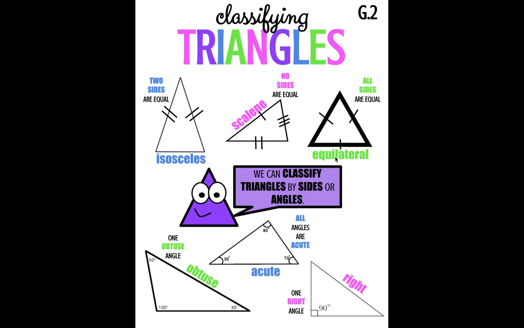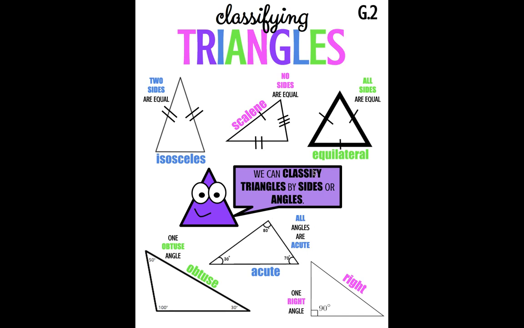Now, an equilateral triangle means all sides are equal. So you see each side has one line through it. So all of them are equal. An equilateral triangle. All sides are equal. You may also see the word congruent. All sides are congruent. Remember, congruent just means equal. So your three types of triangles that you classify by sides are isosceles, that has two equal sides, scalene, that has no equal sides, and equilateral has all equal sides.